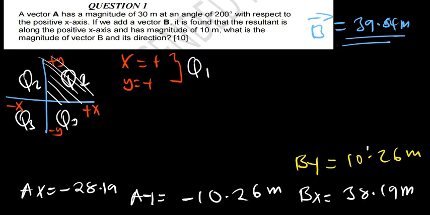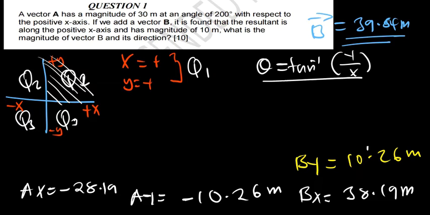Now, if you discover that the angle falls in the first quadrant, we know that when finding the direction, we always use this formula. Theta is equal to tan inverse of the y component divided by the x component. When you find the answer using this formula, the theta you find here is the answer. Because it falls in the first quadrant, that is going to be my answer. Then I'm done with that question.